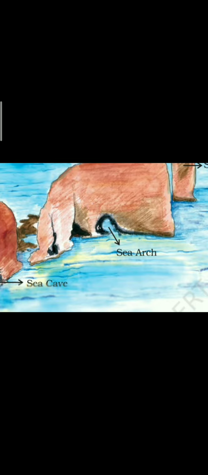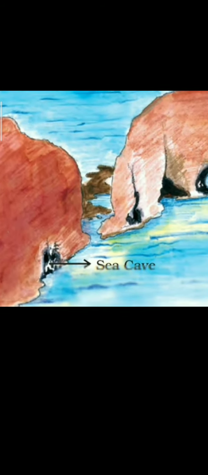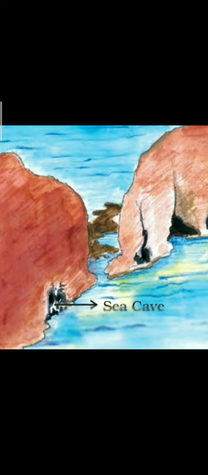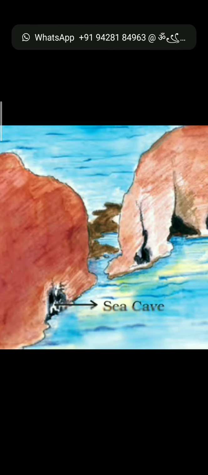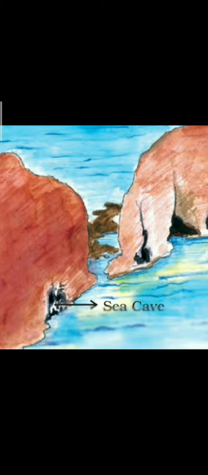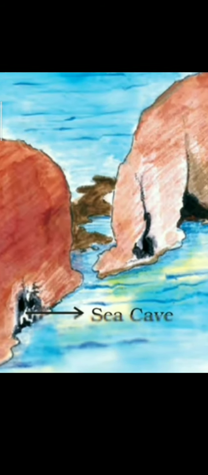Now what happens, kids? Because of the speed, they go on banging the big rocks which are side by side, and because of that, what happens? Like a cave. Have you seen a cave, a lion's cave? There's a hollow inside. You can go and sit inside. So cave-like structures are formed in the rocks, and these structures are known as sea caves.